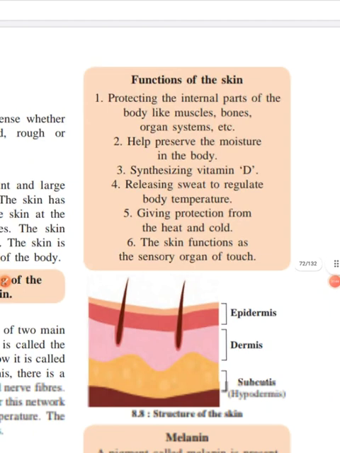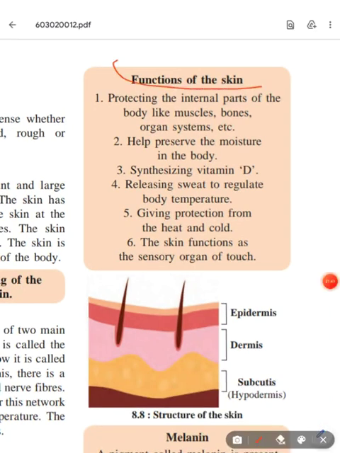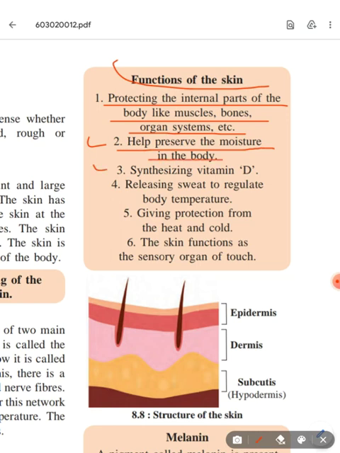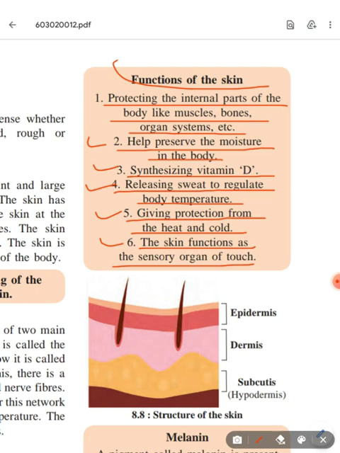Functions of the skin: First, protecting the internal parts of the body like muscle, bone, organ system, etc. Second, helping preserve the moisture in the body. Third, synthesizing vitamin D. Fourth, releasing heat to regulate body temperature. Fifth, giving protection from the heat and cold. Sixth, the skin functions as the sensory organ of touch.